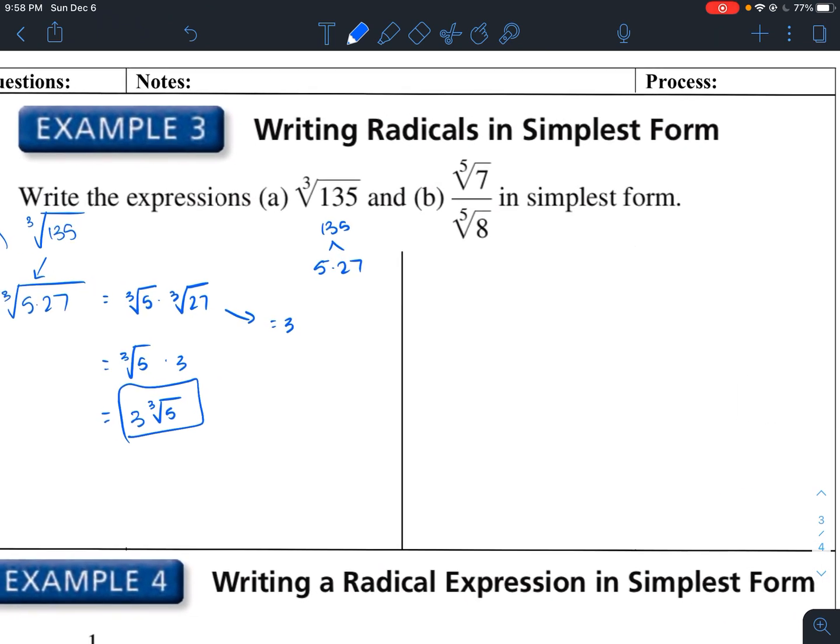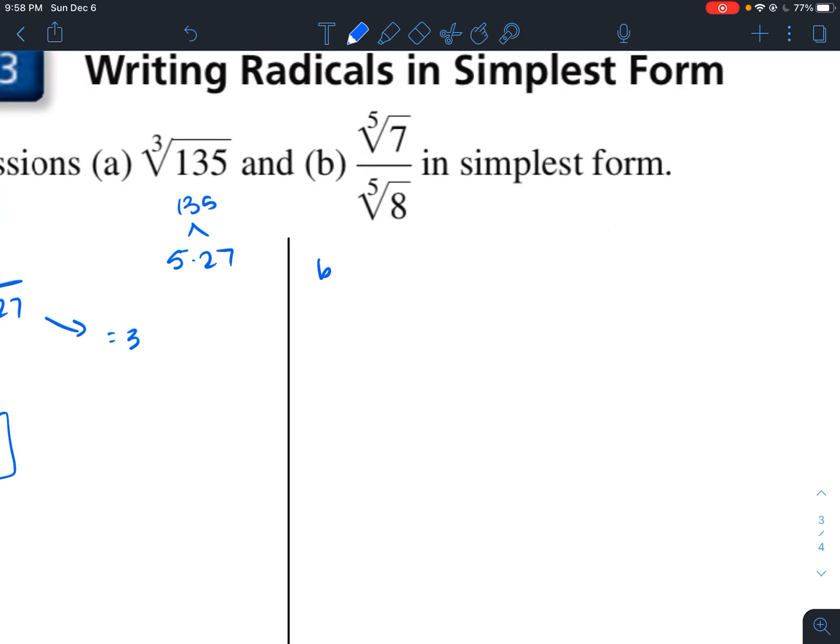Alright, let's jump to b. So for b, I have the fifth root of 7, which I don't think I could find, and the fifth root of 8, which again, I don't think I can find. So the problem here is that I have a radical in my denominator, and we often don't like to have radicals in denominators. So let's think of a way that we can get rid of this radical in the denominator.